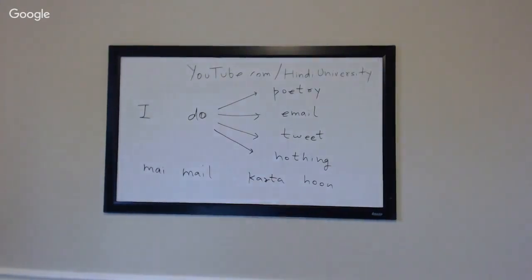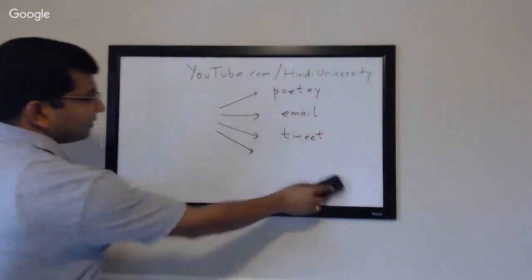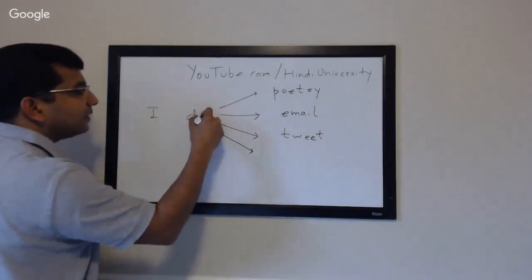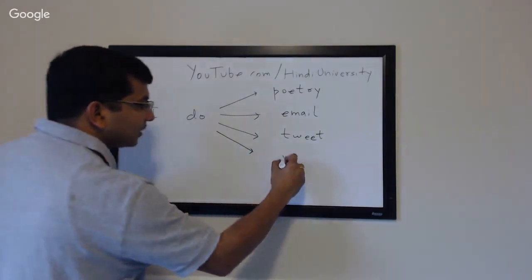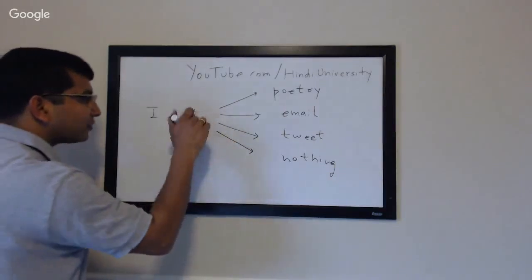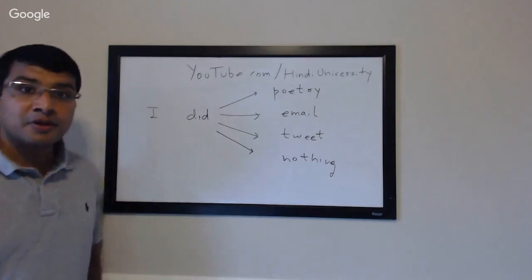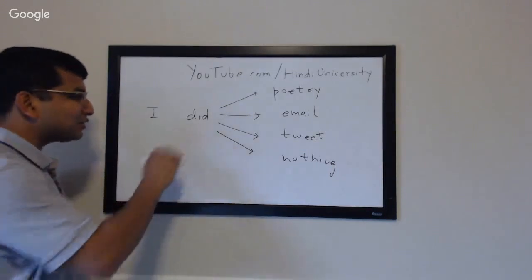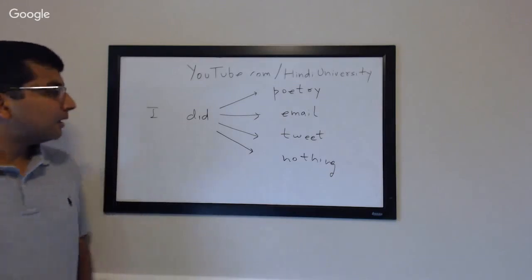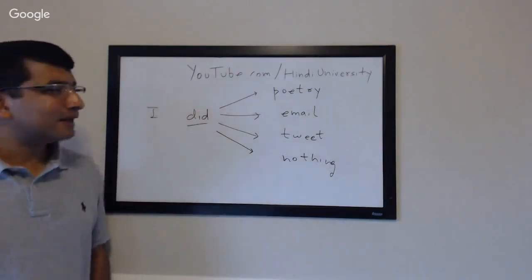Let's keep going. So now it's the second part that we'll be doing. Same thing, so far we are doing I do. So far we are saying I do poetry, I do email, I do tweet, I do nothing. What if it was not do and it was did? Your sentences will change altogether. In English, it's simple, okay? Because in English, all you do is replace do with did and everything is fine, okay?